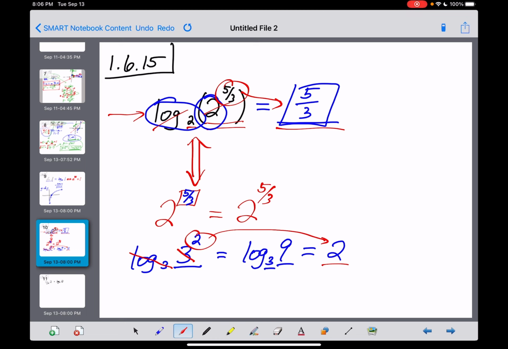So that would be true no matter what this number was. As long as this base was the same number, then this exponent, even if it's something ugly like 5/3, is going to be your final answer.